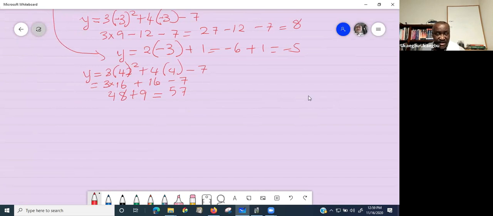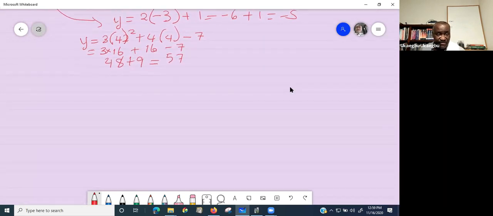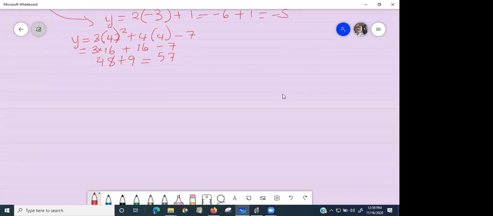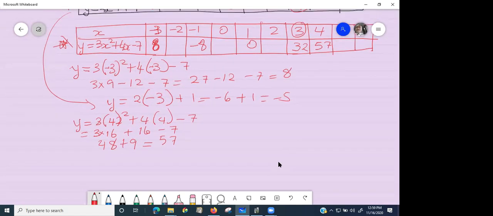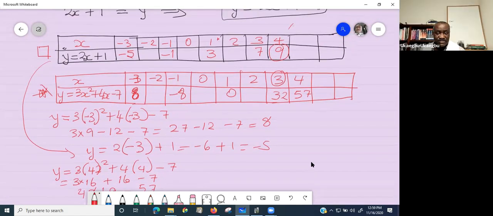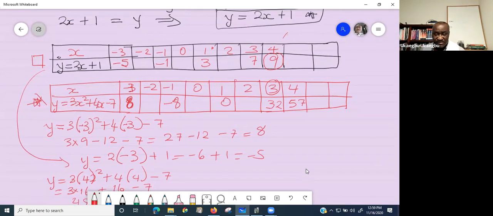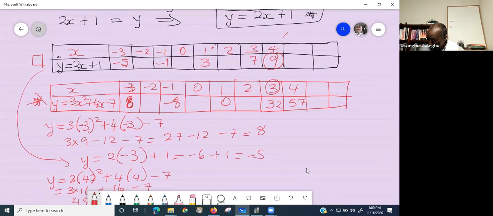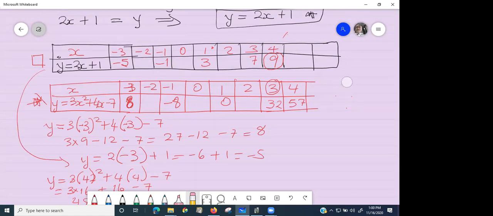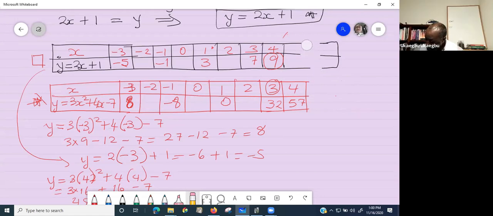If you don't have a graph paper, let me know now. Can you go back up real quick? Yes. So now here's my question. Nobody's answering it. If you don't have a graph paper, let me know right now. Just say I don't. I don't. Okay.